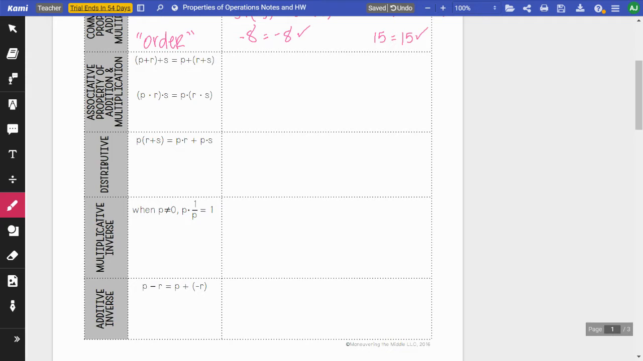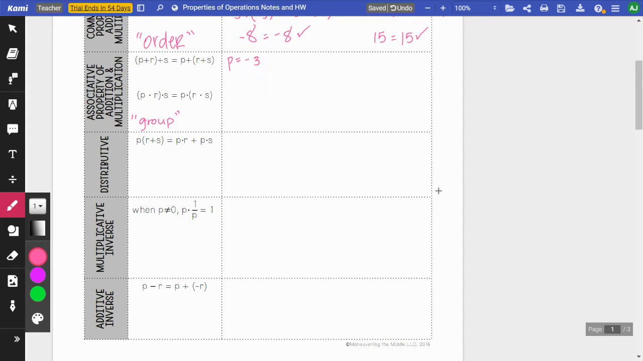Our next property is the associative property of addition and multiplication. This one has to do with your grouping. It is how you group numbers to work the problem. So if it helps you to group a set of numbers together, that's where you're going to want to use your associative property.